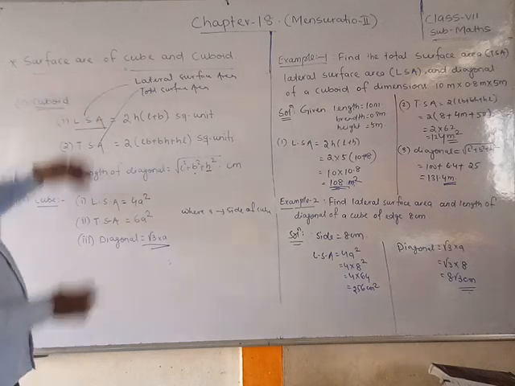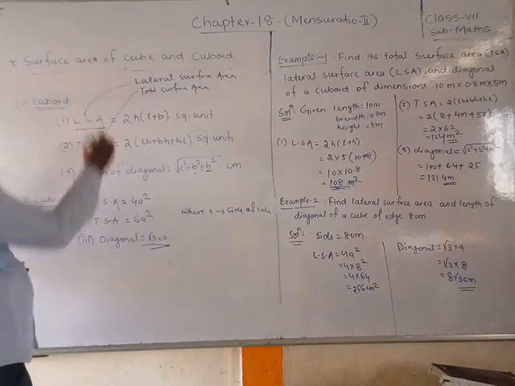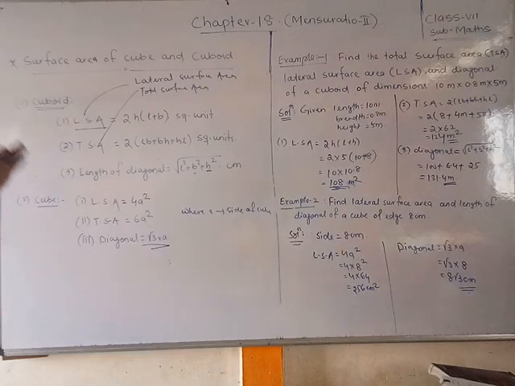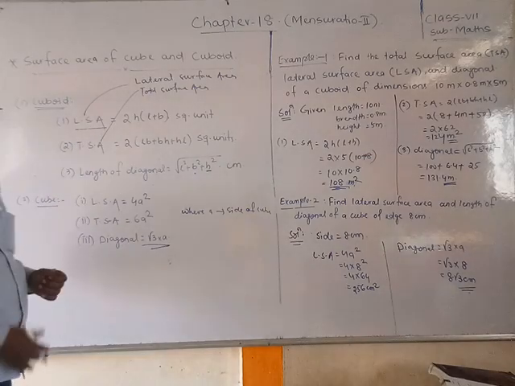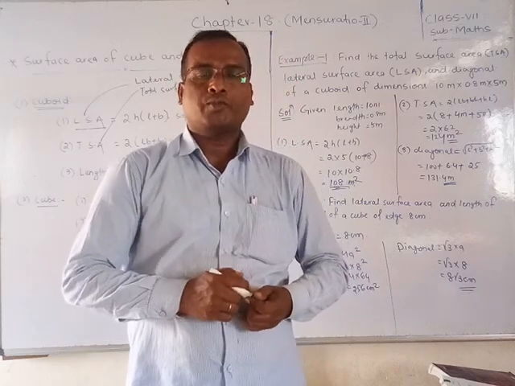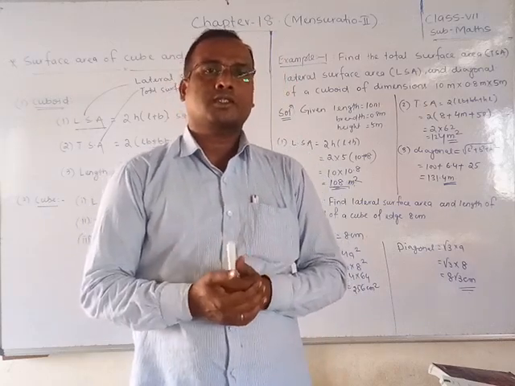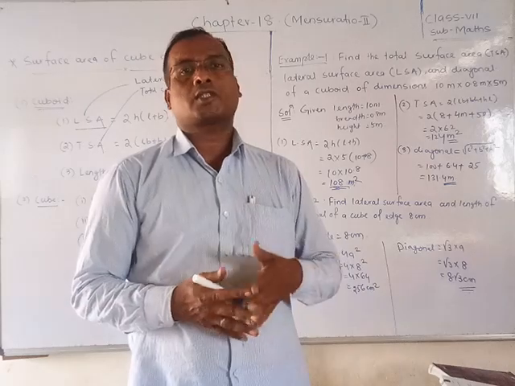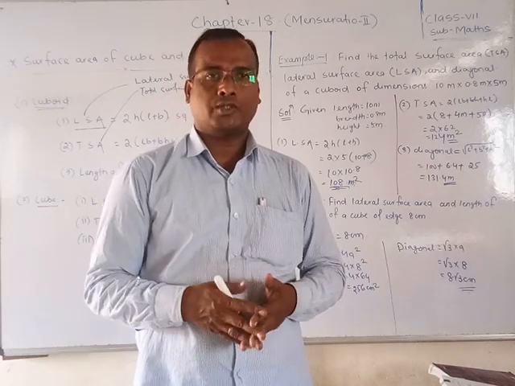So I hope you have understood how to find the surface area of a cube and a cuboid. There are two surface areas: one lateral surface area and one total surface area. Next time we will discuss other solid figures like the cone and sphere in another video. Thank you.